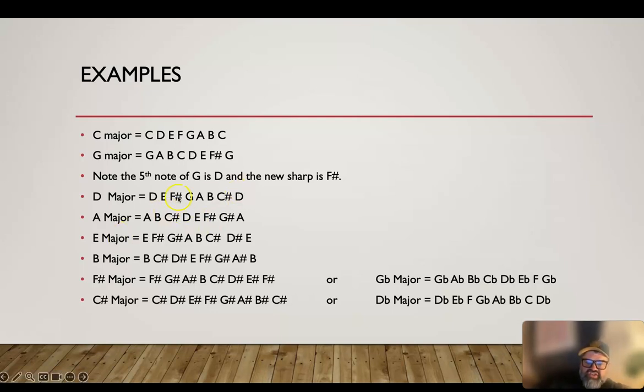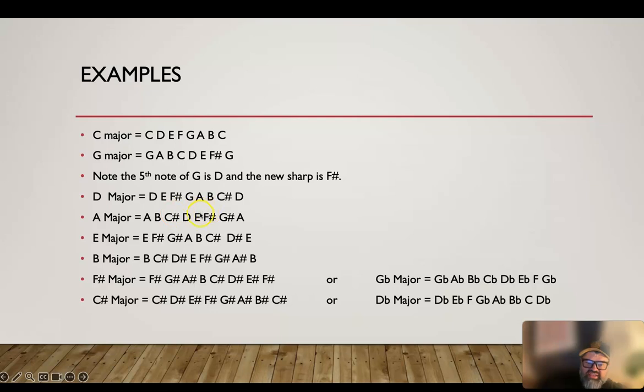So if we've started on D, for example, the 5th note is A. A will have F sharp, which appeared in the G scale. It will have the C sharp that appeared in this D scale. And then it will have the new sharp on the 7th note, which is G sharp.